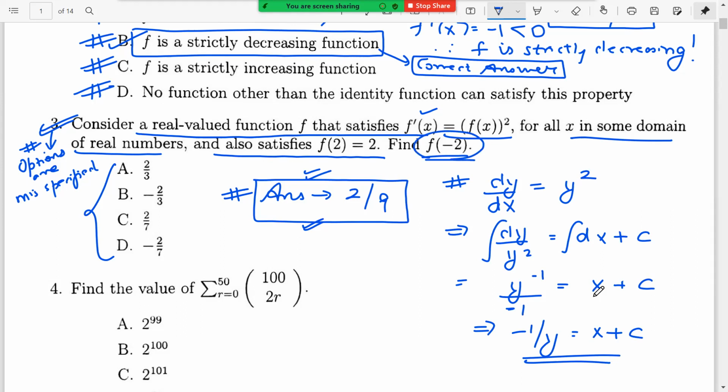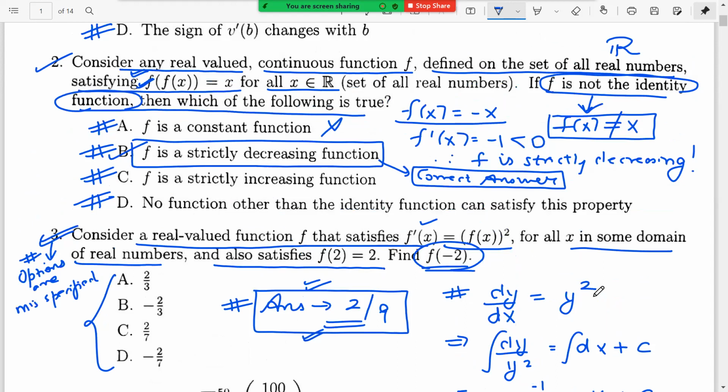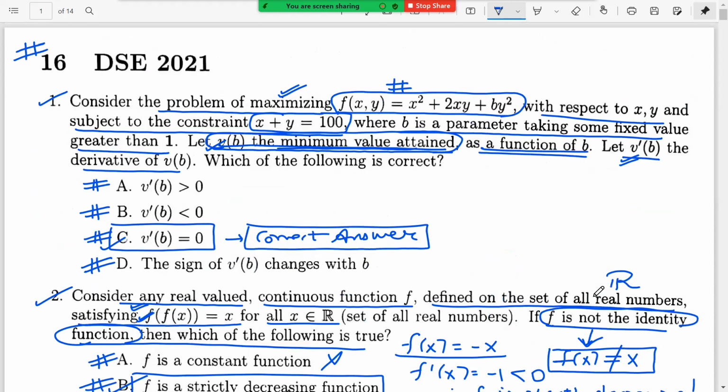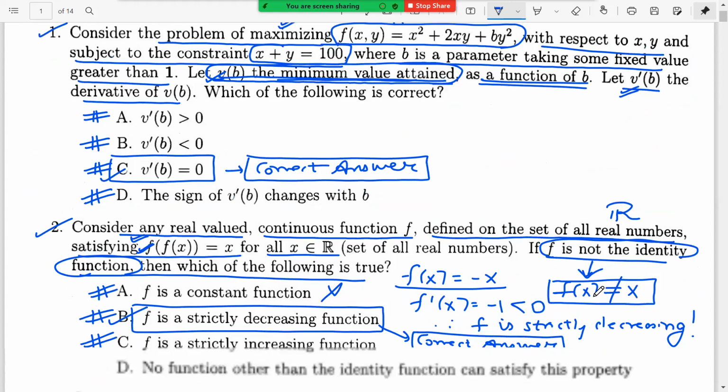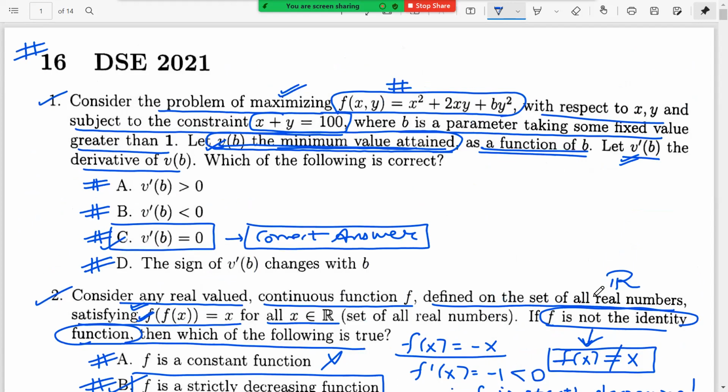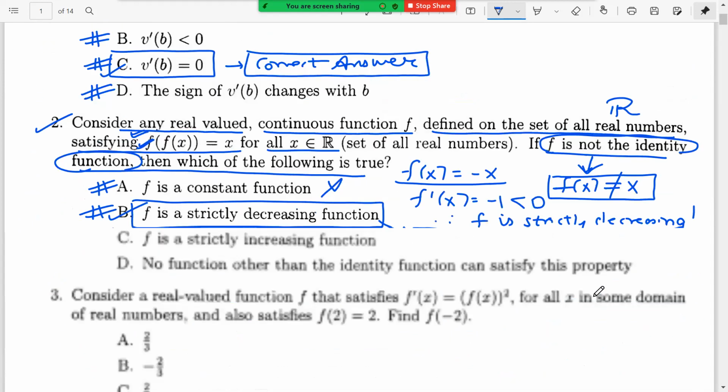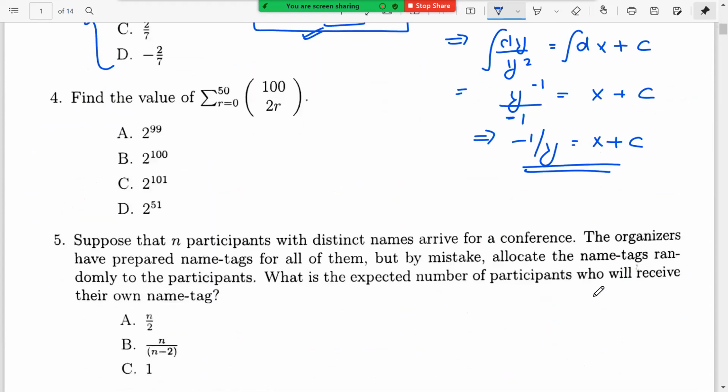So clearly there is some problem with the options. None of the options is correct. The answer is 2/9. Okay, so this is where I intend to stop in this particular lecture. The objective was to discuss the first 3 questions which have come up in the Delhi School of Economics 2021 MA Economics entrance paper. I will be starting with my discussion from question 4 onwards in the next lecture.